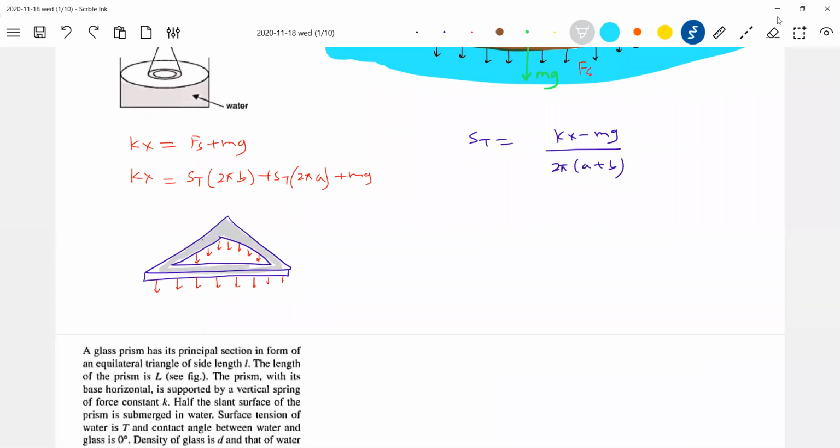If a triangular frame is kept on the water surface, in a similar situation, then what external force should I apply to pull it from the water? The weight mg will act, and the force due to surface tension. So let the inner side length be small l, and the outer be L, and the inner will be smaller. It's an equilateral triangular frame.